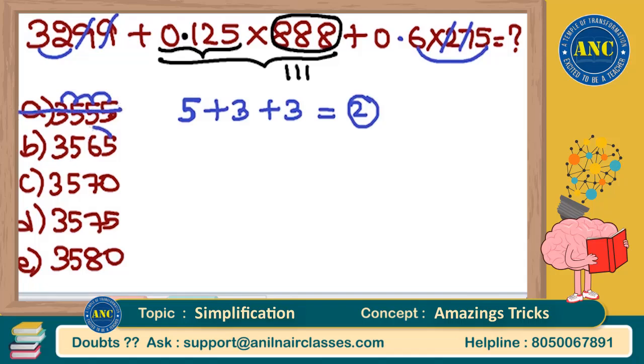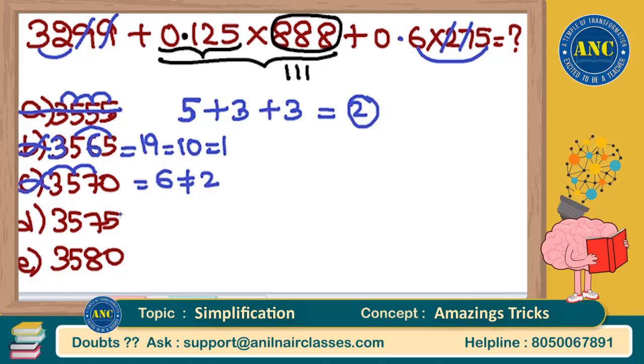Second option. 10 plus 6 is 16. 16 plus 3 is 19. 19 digital sum is 1 plus 9, 10. 10 digital sum is 1. Not equal to 2. Ruled out. Third option. 8 plus 7 is 15. 15 digital sum is 6. Not equal to 2. Ruled out.